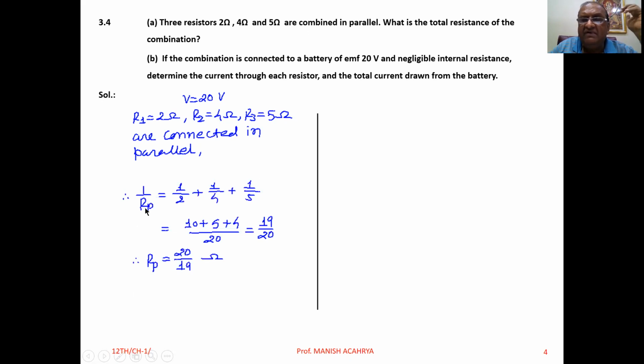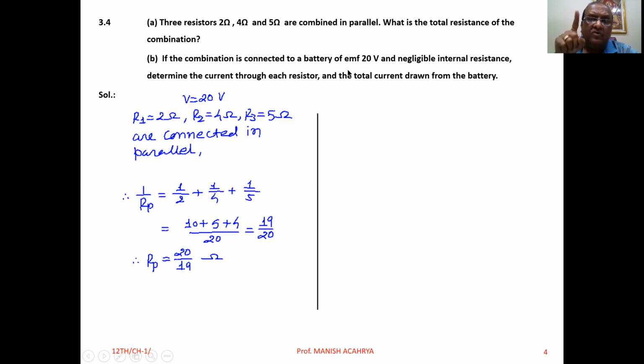So for equivalent resistance in parallel combination, 1 upon Rp is 1 upon R1 plus 1 upon R2 plus 1 upon R3. That is our equation. So we can write 1 upon Rp is 1 by 2 plus 1 by 4 plus 1 by 5. Resultantly you will get 1 upon Rp as 19 by 20. So Rp, the equivalent resistance of the parallel combination of these three resistors, is 20 by 19 ohm. Clear? Then after, we have to find the current through each resistor.